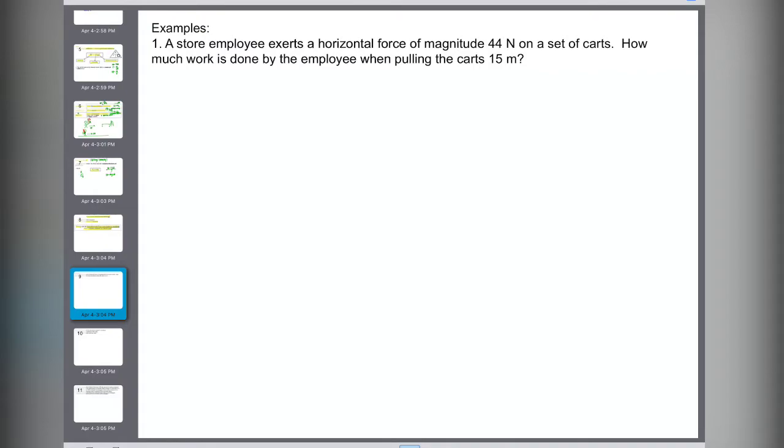All right, question 1. A store employee exerts a horizontal force of a magnitude of 44 newtons on a set of carts. How much work is done by the employee by pulling the carts for 15 meters? So they tell you FA, the amount of force, is 44 newtons. One thing is recognizing the unit again, right? Delta D is 15 meters. Are we okay with that? Because it moved for 15 meters and they're asking what is the work done.